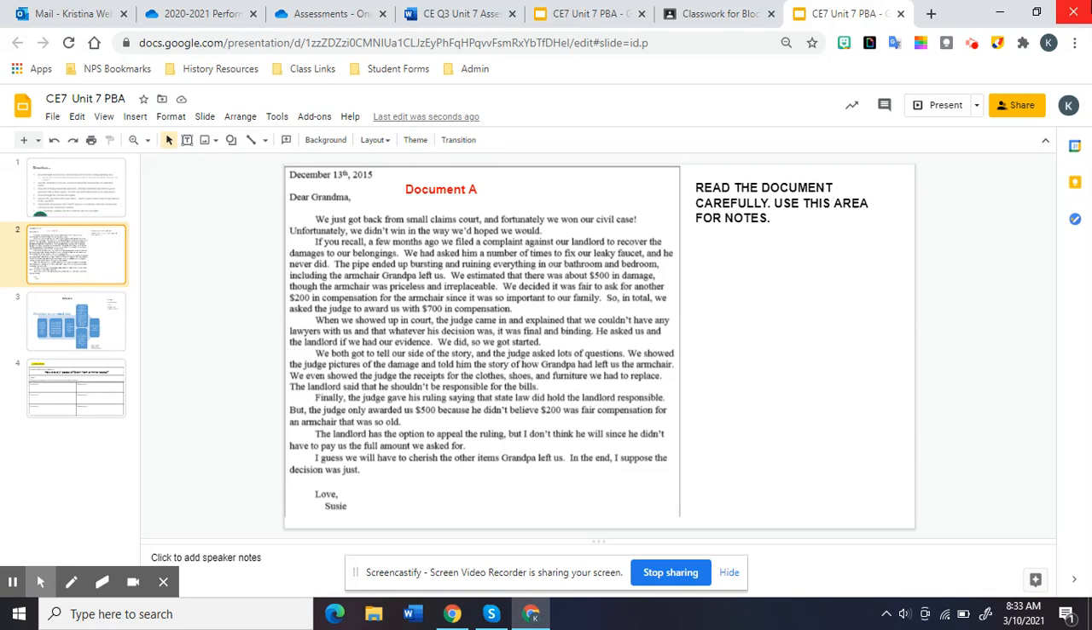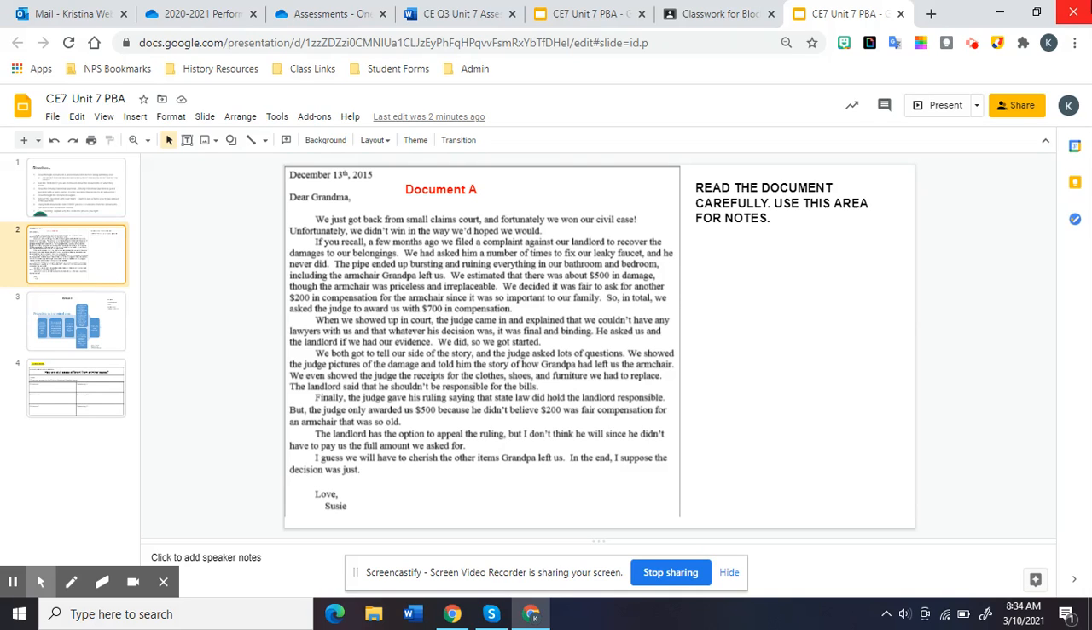When we showed up in court, the judge came in and explained that we couldn't have any lawyers with us, and whatever the decision was final and binding. He asked us and the landlord if we had our evidence. We did, so we got started. We both got to tell our side of the story, and the judge asked lots of questions. We showed the judge pictures of the damage and told him the story of how Grandpa had left us the armchair. We even showed the judge receipts for the clothes, shoes, and furnitures we had to replace.